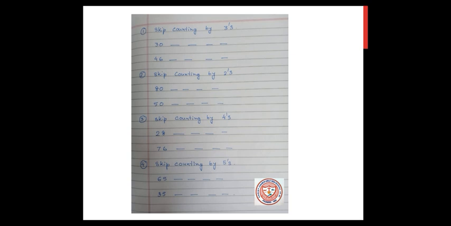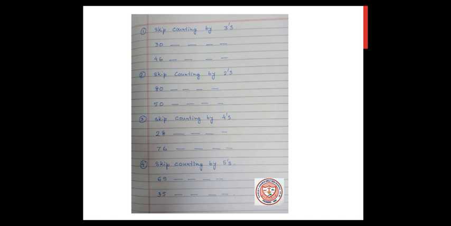So children, we are done with revising skip counting. Now practice the following sums. Skip counting by threes, fill in the blanks. 30. After 30, which numbers come? Add 3. After 46, which numbers come? Skip counting by 2s, 80 and 50.